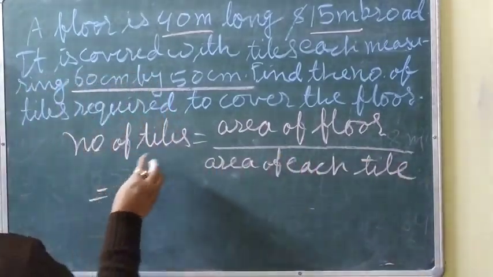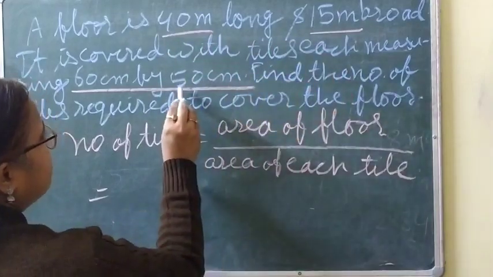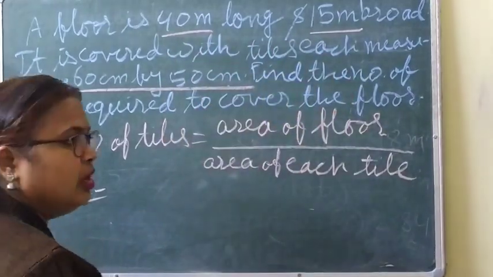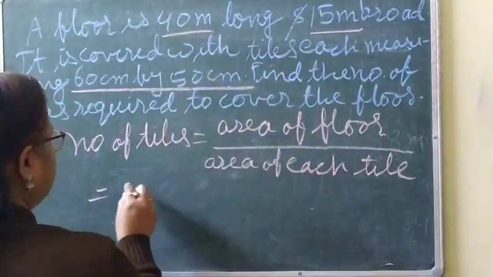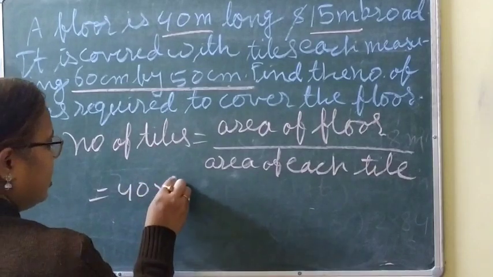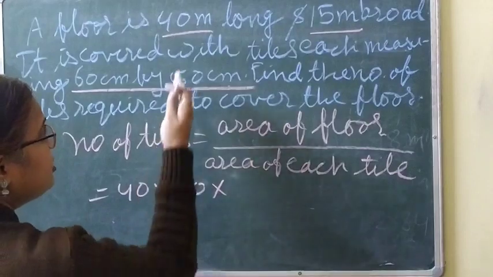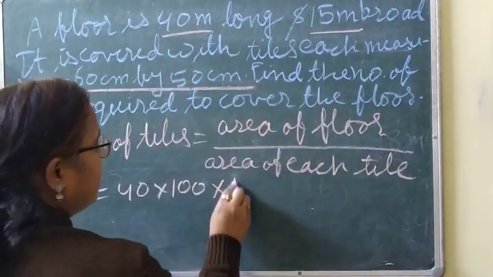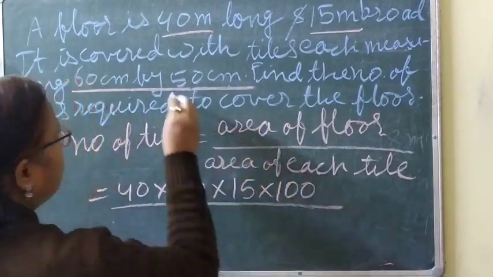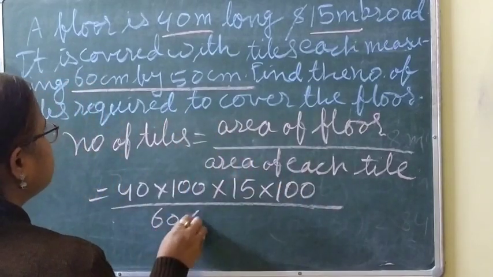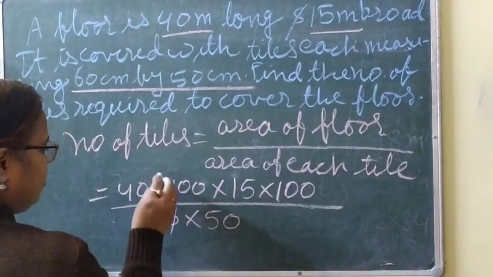Clear? So the area of the floor is 40 meter and 15 meter, and the tile is given in centimeters. So what we will do is change meter into centimeter. So 40 into 100, you have changed 40 meter into centimeter, and then 15 into 100. Here it is already given in centimeter, 60 into 50. Clear?